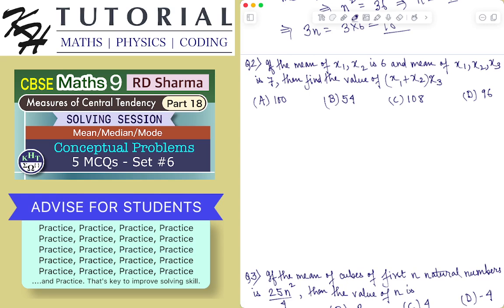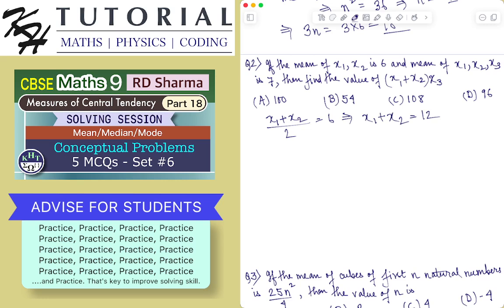Okay, so the mean of x1 and x2 is 6. This means that x1 plus x2 divided by 2 is 6. This implies we have x1 plus x2 is equal to 12.